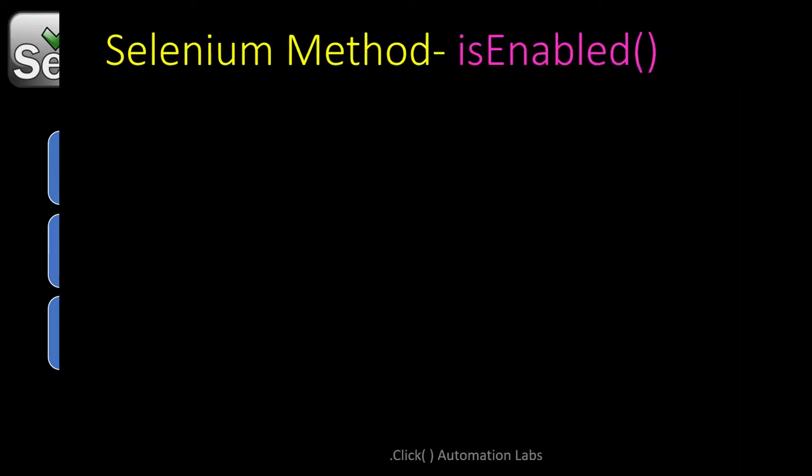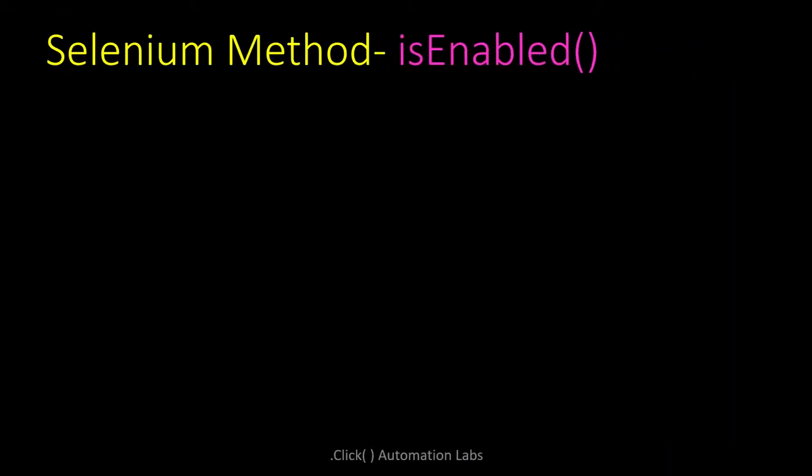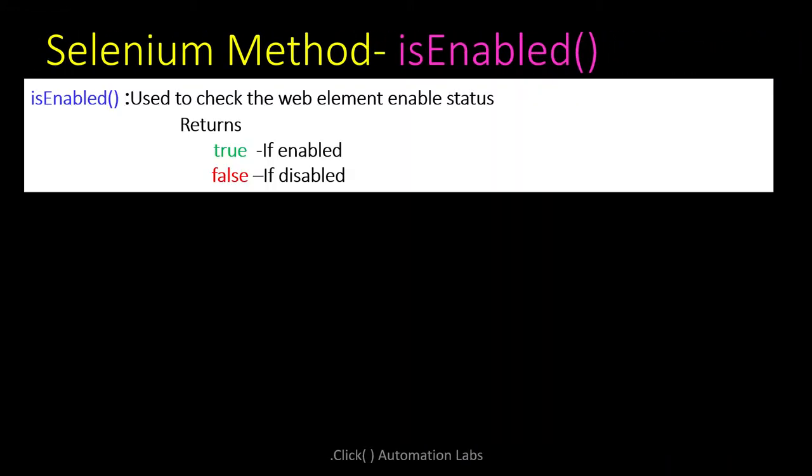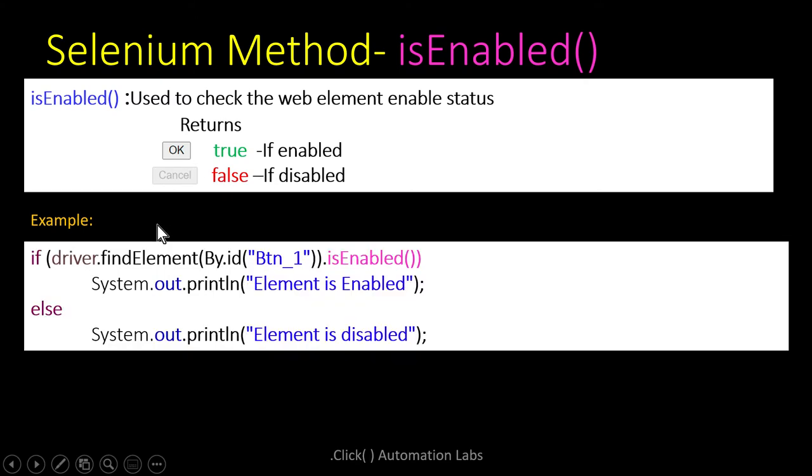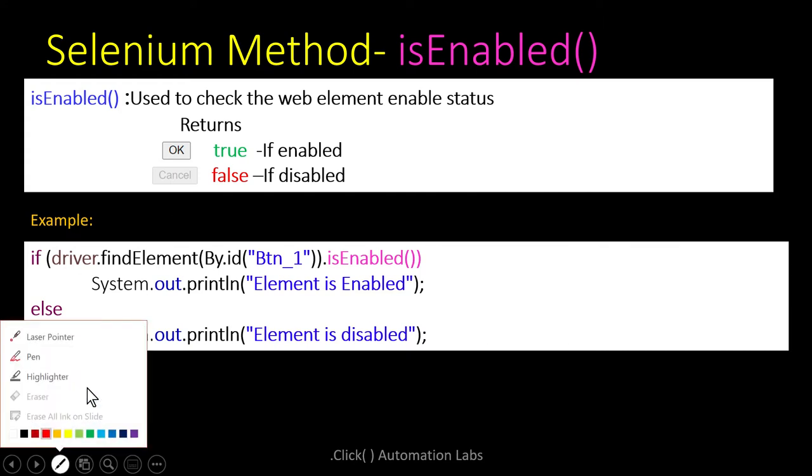Let's get started. This is the first method, isEnabled. This will help us verify whether the button is disabled or enabled. If it is disabled, it will return false. If it is enabled, it will return true. If you look here, this returns true because the button is enabled. If the button is disabled, it returns false. This is a sample code I have shown over here.